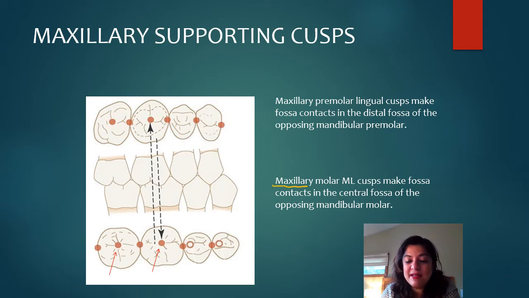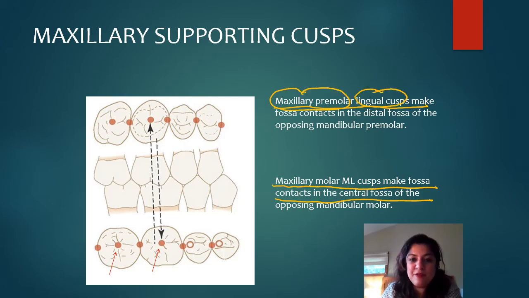Now, the maxillary molar mesiolingual cusp makes fossa contacts in the central fossa. So you need to know which one is making contact. For the maxillary premolar, it's the lingual cusp. For the maxillary molar, it's the mesiolingual cusp. If you imagine this is the midline of the body right here, this is the mesiolingual cusp right here. This is the distolingual. So it's this cusp right here, the mesiolingual cusp, which is making contact with the fossa in the lower.